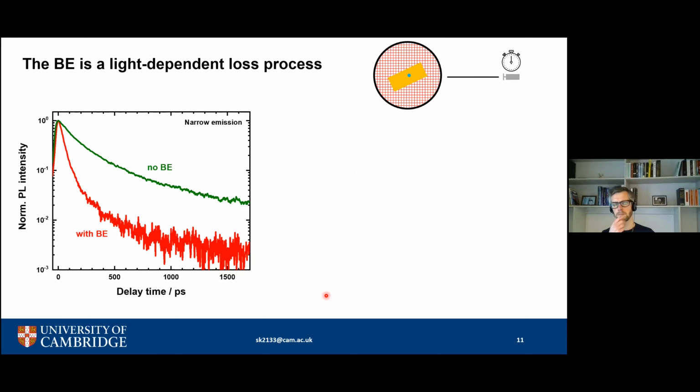We can add to that by also looking at the time-dependent photoluminescence. So just going to one spot and measuring the decay. And here now we look at the narrow emission only. So just high energy. And you can see in green, one of the regions where there's hardly any broad emission or no broad emission, and we have a much longer lifetime than in a region where there is strong broad emission. In other words, the broad emission is a loss process for the narrow emission.